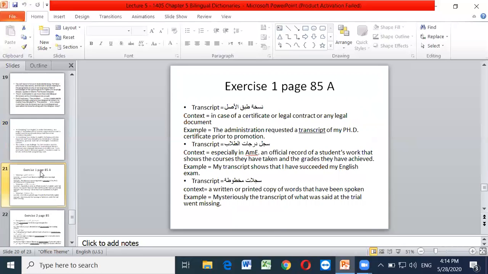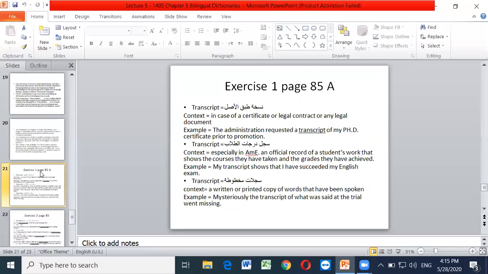The following step, students, in this lesson is that I'm going to answer exercise 1, page 85A. What does this exercise tell us? Open your books, please. The word transcript has the following Arabic equivalents among others: سجلات مخطوطة، دفتر علامات الطلاب، نسخة طبق الأصل. Decide the different contexts where each equivalent can be used with specific examples for every context.